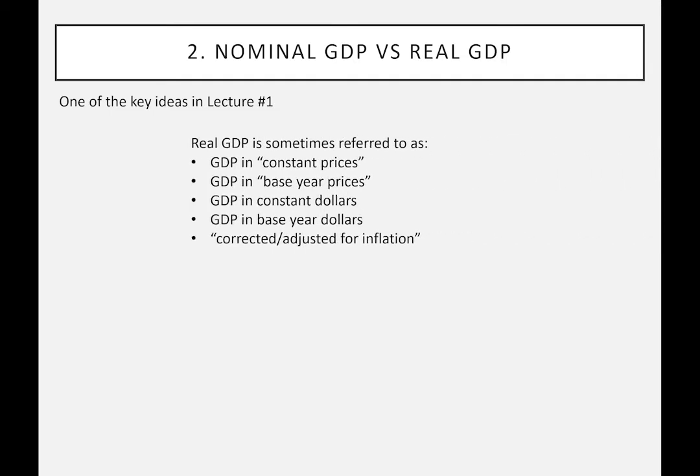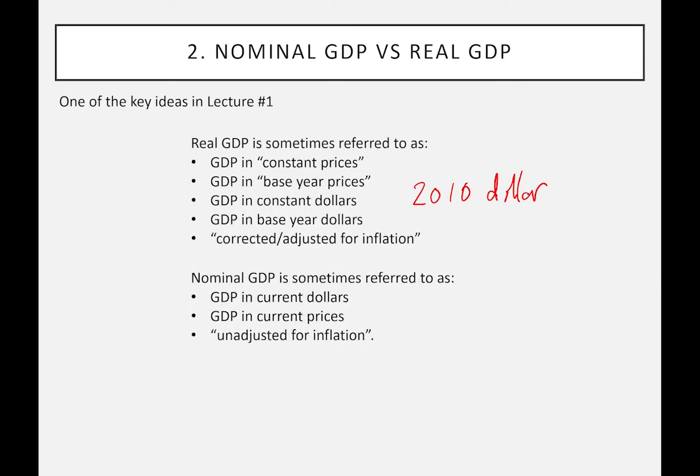But very quickly, often in news reports or in references, they don't say real GDP. They'll say something like constant prices or base year prices or 2010 dollars. If they say something of that sort, then they're referring to real GDP. So if they say corrected or adjusted for inflation, same idea. It means that they're referring to real GDP.